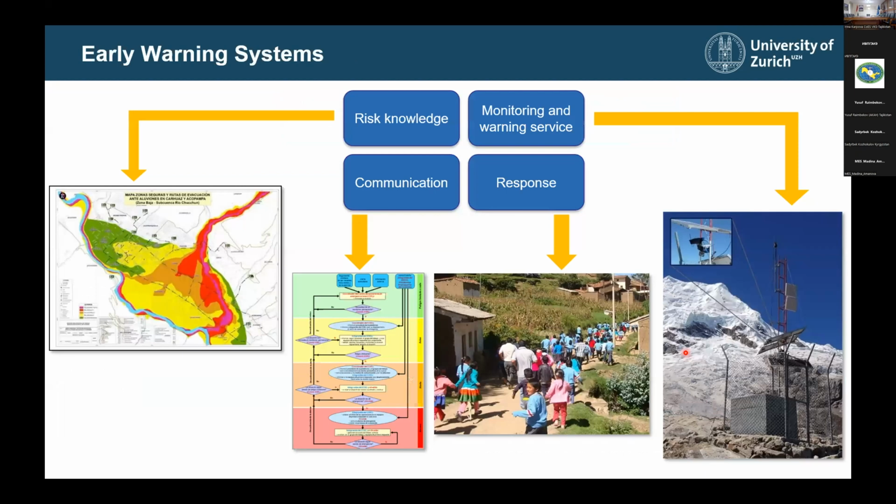For early warning systems, just once, because in our GLOFCA project, this is the main focus. So modeling goes very much into risk knowledge. But as I mentioned also in the monitoring, response and communication, as a basis, we need this type of modeling.